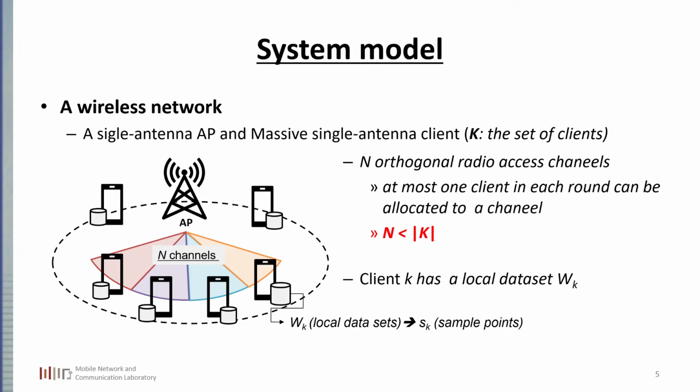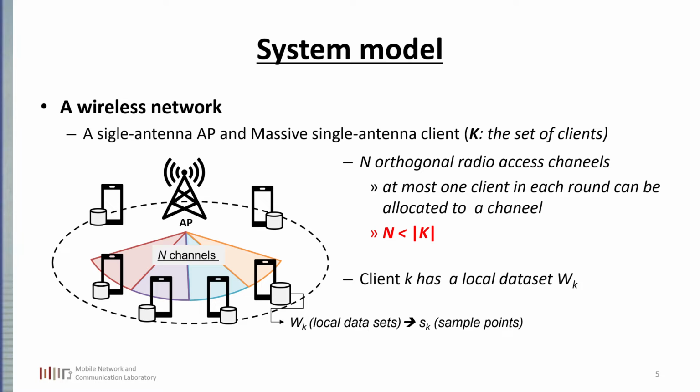And let's talk about the details of the system model of this work. They assume that one AP with N sub orthogonal radio access channels and K clients are linked with this single AP. Generally, the number of channels is lower than the number of clients, so in the non-IID case, this constraint should be considered. But in the ideal IID case, it doesn't matter to not consider it.